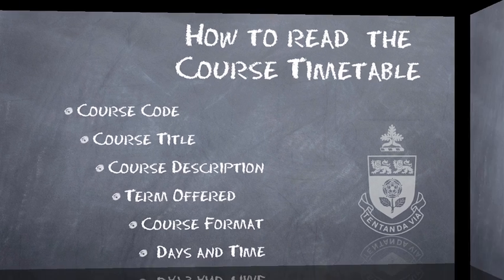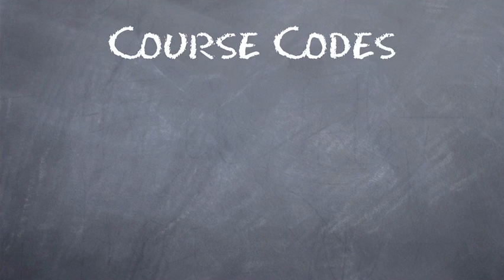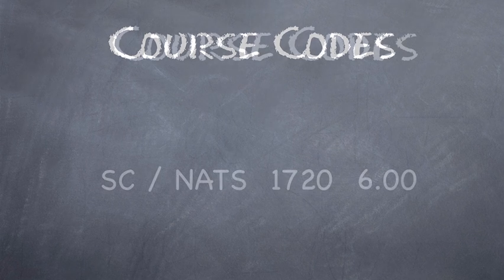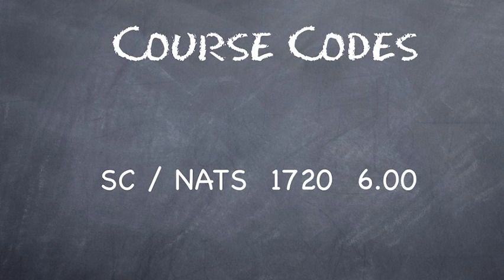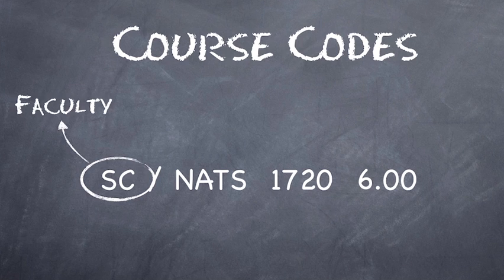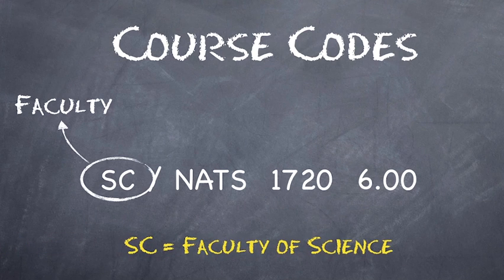It is important to understand course codes to ensure that you add and/or drop the correct course. Below is a typical course code made up of numbers and letters, SC NATS 1720 6.00. Now let's break that down. The first two letters represent the faculty offering the course. In this case, it's the Faculty of Science.